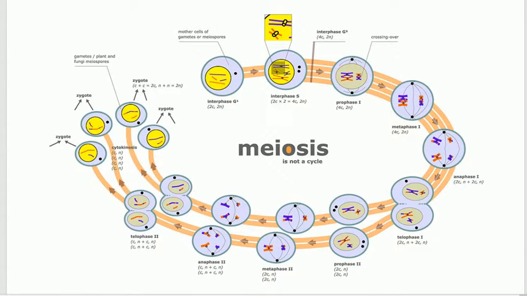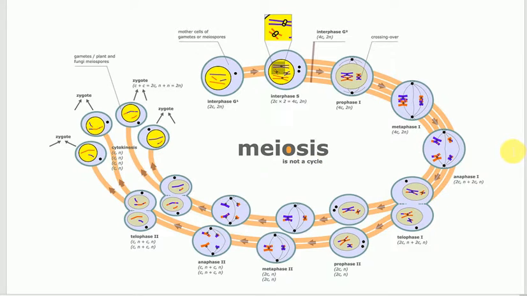We've got basically 2 things going on here. This first part here, we go from interphase 1 all the way down to telophase 1. That's referred to as meiosis 1. Then we go into meiosis 2, where everything is the same except it's prophase 2, metaphase 2.